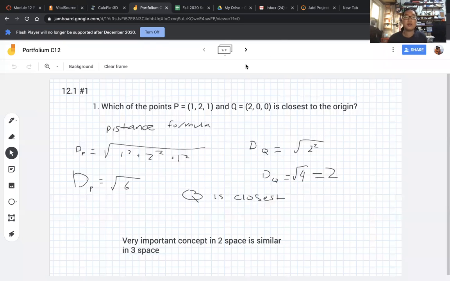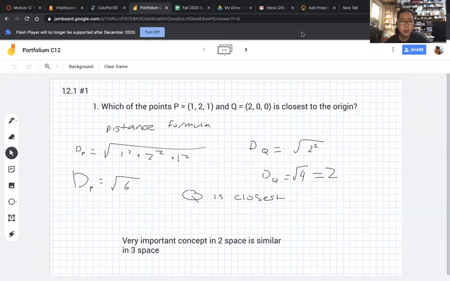Okay, so here's my portfolio for chapter 12. Chapter 12 was sort of just a nice introduction to functions of two variables with x, y, and z. And I think the most important part of this unit was learning how important concepts that we've already gone over many times in two space could be translated into three space, and the changes that we would have to make. So the first problem I included was the distance formula.